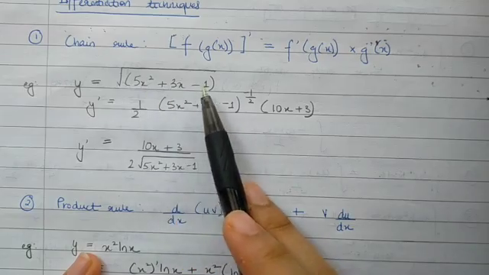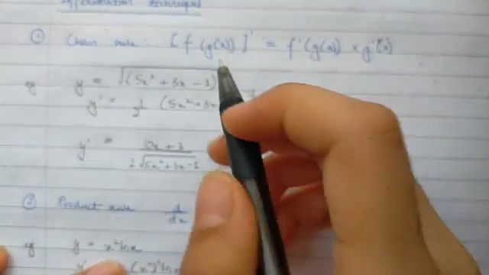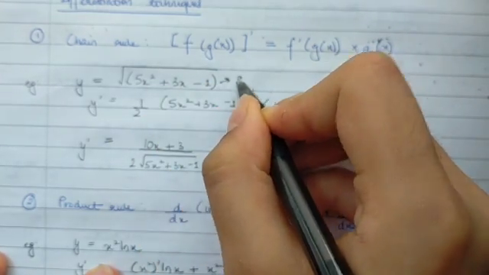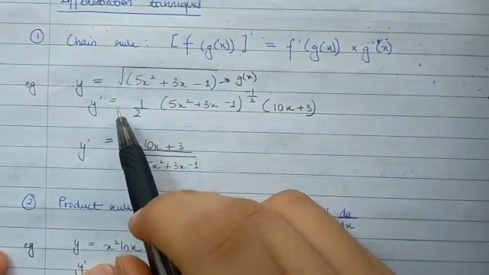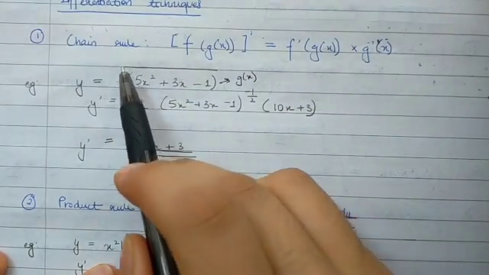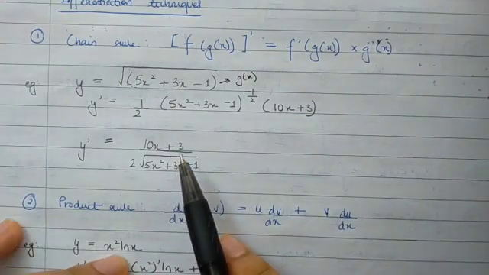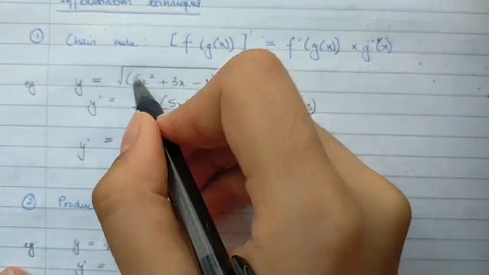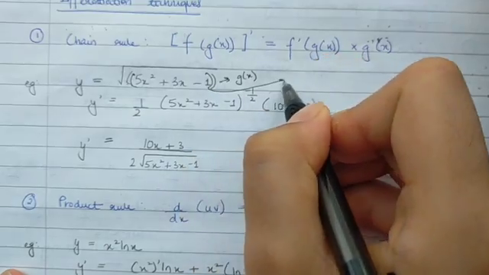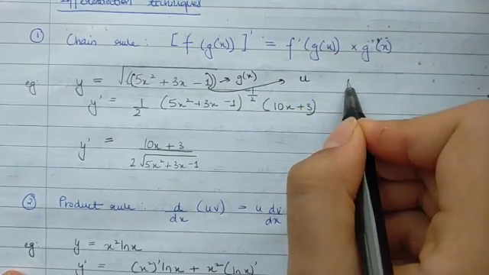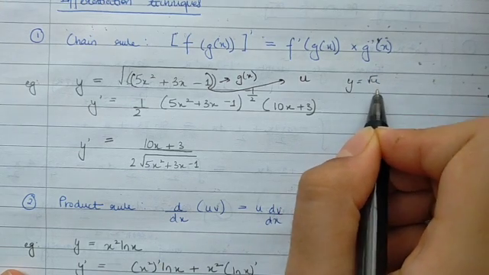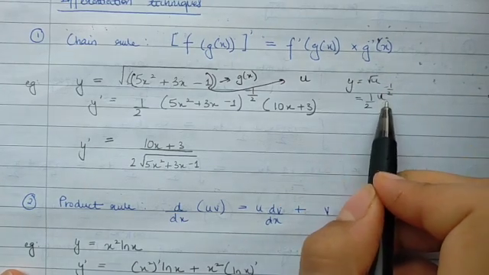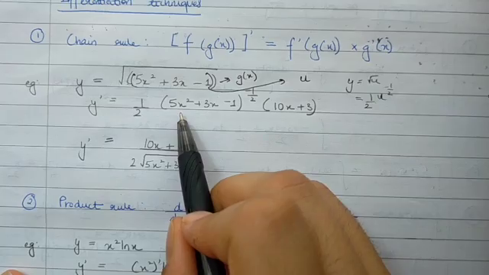So if you have this, where 5x squared plus 3x minus 1 would be considered g of x, and f of x would be this to the power of a half, which is this third. What we can do to see f of x more clearly is write it as, for example, u. So you have y equals root u. If you differentiate this, this would just be half u to the minus half. And what we can do is substitute this u back in, and this is what we get.